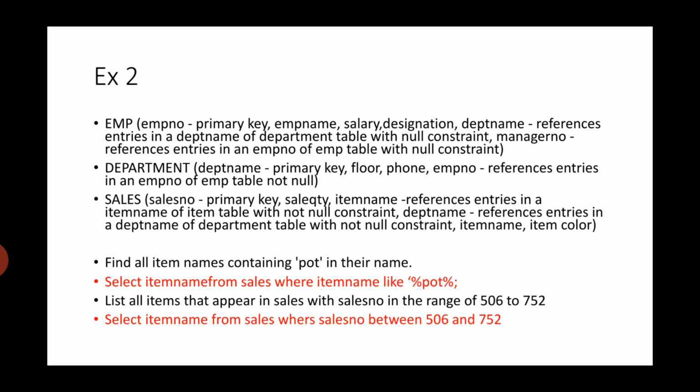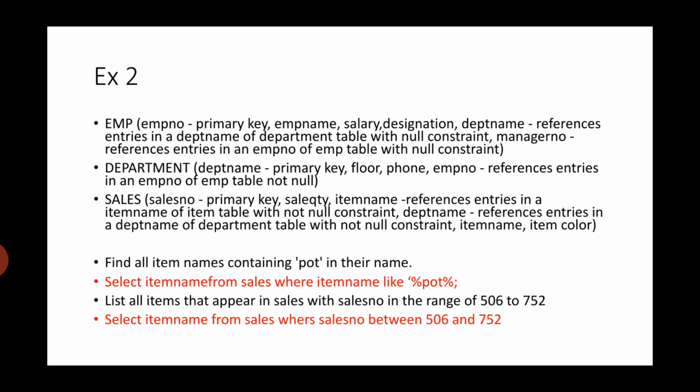Whenever you want the details from two different tables, then obviously we need to go for joins. So here, first question: select all item names containing part in their name. It's again a character pattern matching. Wherever the part appears in the item name, I can select all the items. Select item name, there should be a space, typo mistake. Item name space from sales, where item name like percentage part percentage. That means before and after part there may be any text.